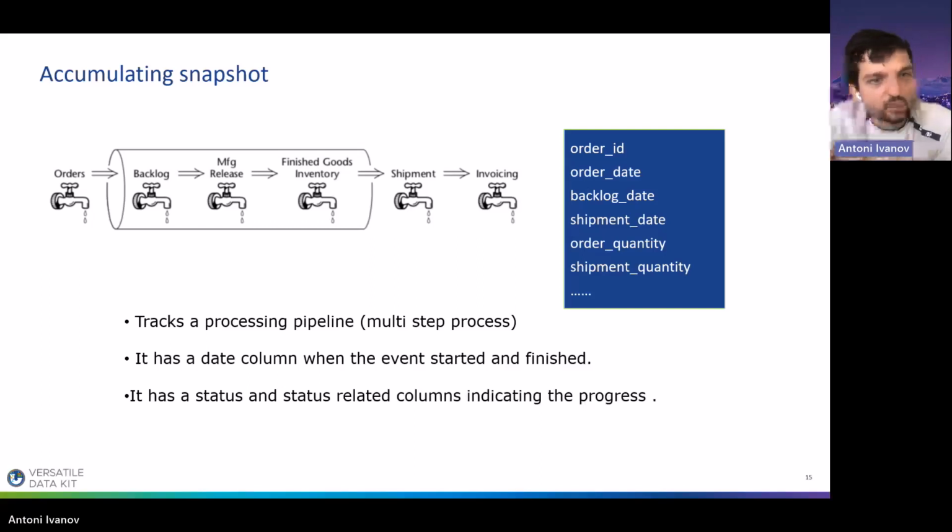Processes that go over multiple steps like this are designed for an accumulating snapshot fact table, where each row represents the order and it gets updated over time as it progresses. So you can do things like querying: give me all orders that are at the shipment stage, or orders that shipped before this date, and so on and so on.